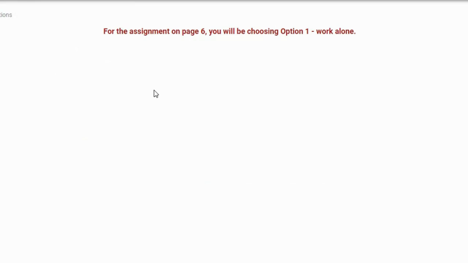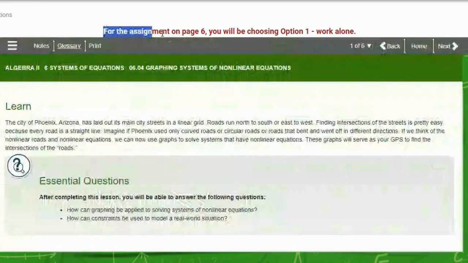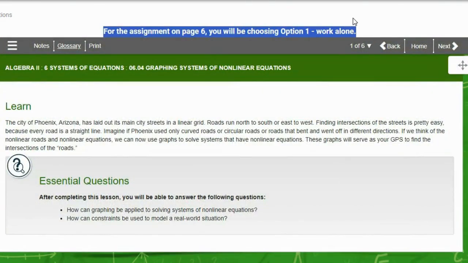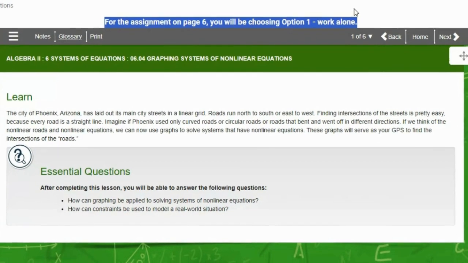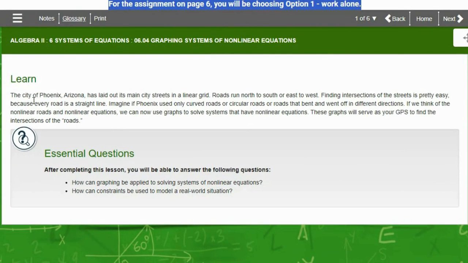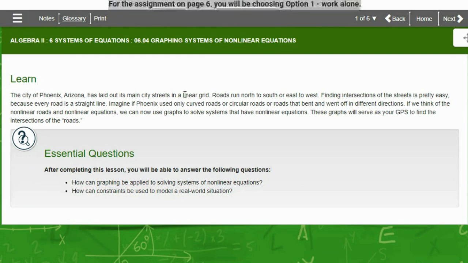But look at this. The first thing we see is for the assignment on page 6, choose option 1, work alone. This is not a multiple choice assignment. All right. The city of Phoenix, Arizona has laid out its main streets in a linear grid. Roads run north and south and east and west. So if you want to find the intersection of streets, it's pretty easy because every road is a straight line.